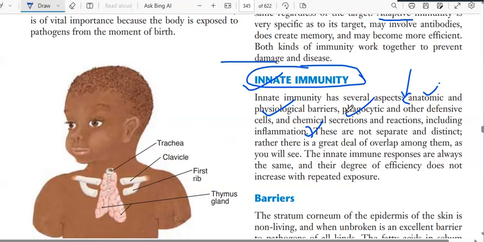And after that, we have phagocytic, meaning the cells which kill the bacteria or anything else. And after that, defense, protecting. And after that, we have chemical secretions also. If the bacteria cannot be stopped, the body will release some chemicals, some toxic substance, which will kill the bacteria. And after that, there is reaction.